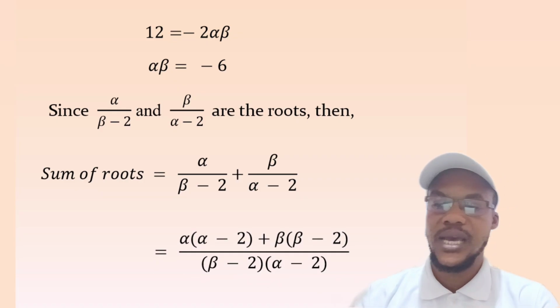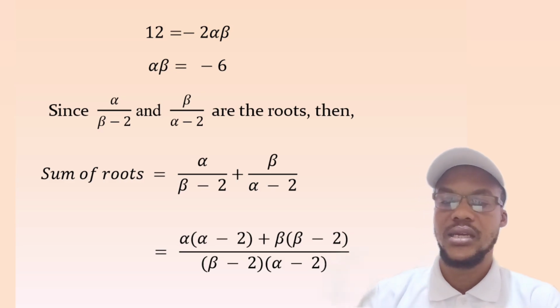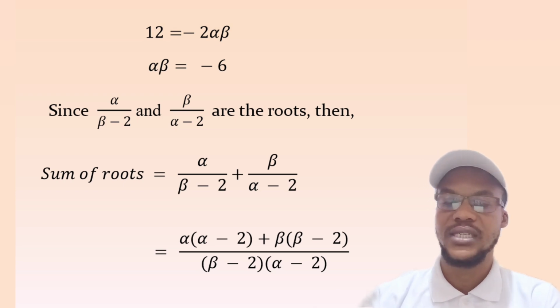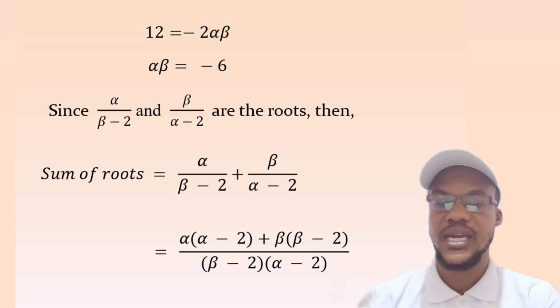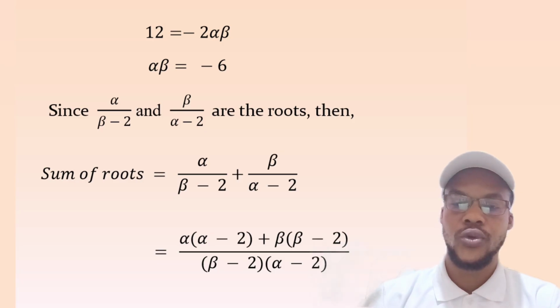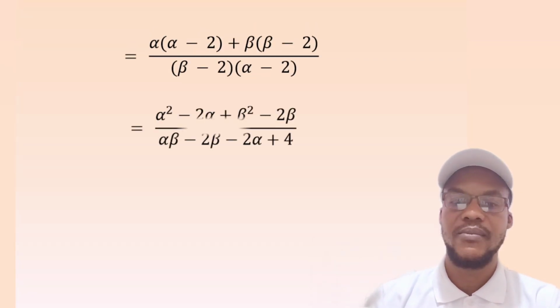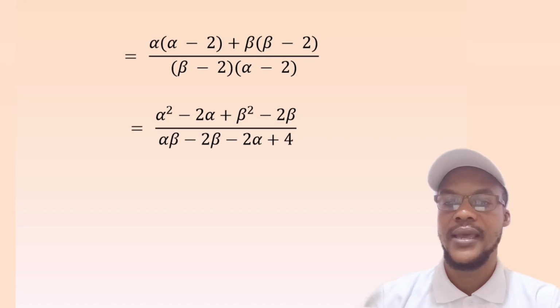So you get alpha multiplying alpha minus 2 and beta multiplying the expression beta minus 2, all divided by the expression beta minus 2 multiplying alpha minus 2. If you open the bracket, you are going to get alpha squared minus 2 alpha plus beta squared minus 2 beta, and the denominator we are going to have alpha beta minus 2 beta minus 2 alpha plus 4.